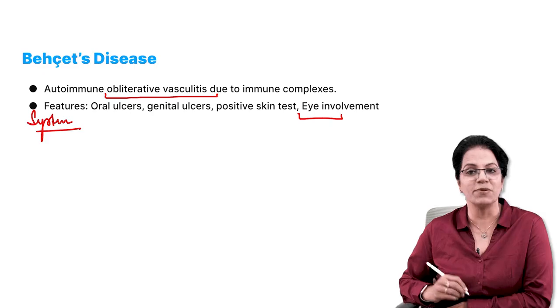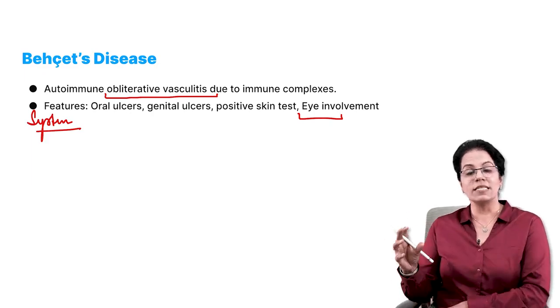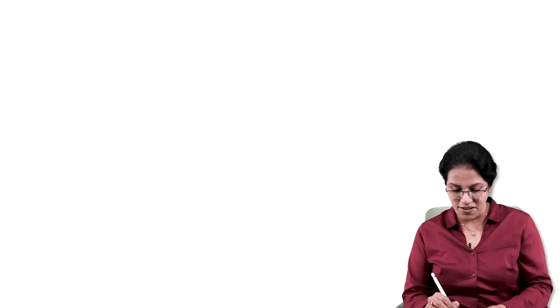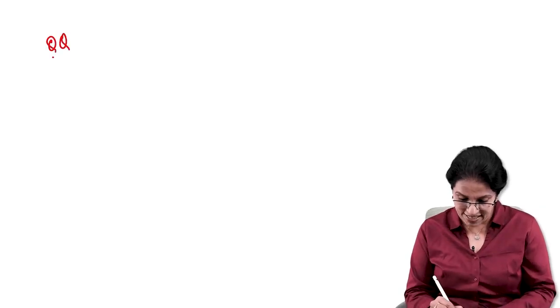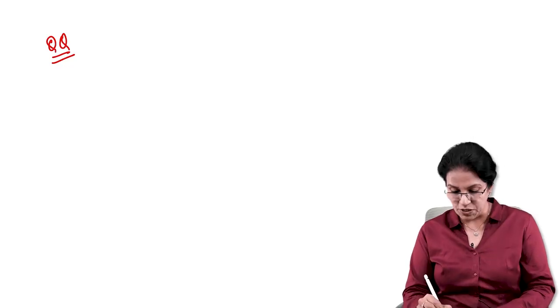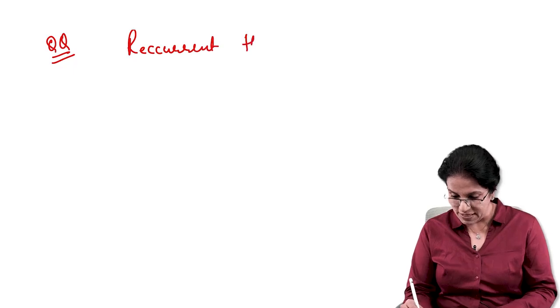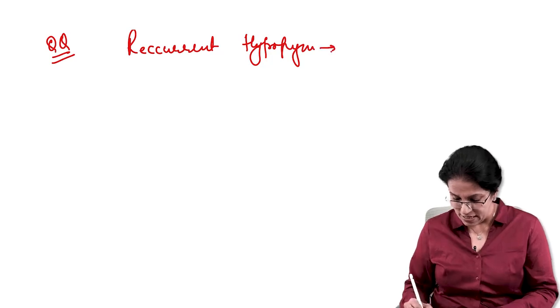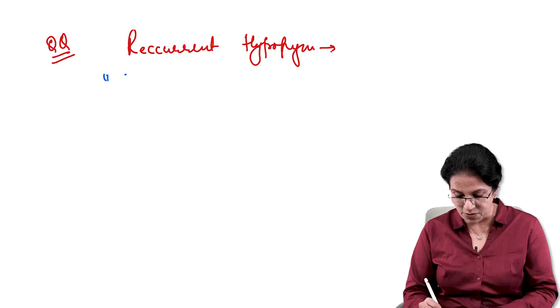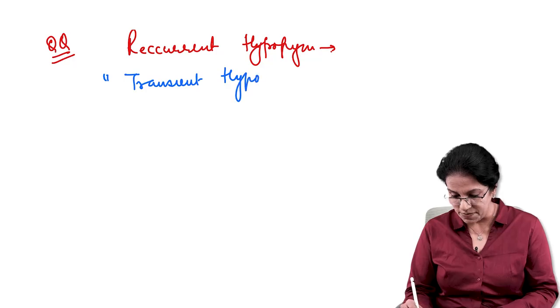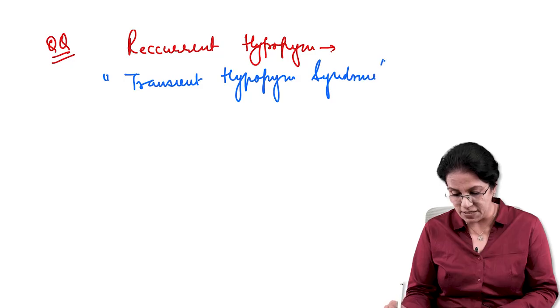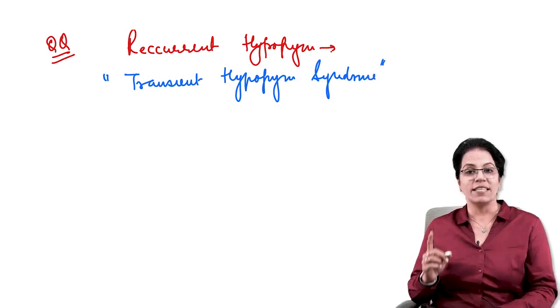We will talk about, of course, eye involvement. So, how does it present in the eye? Now, this is a very repeated question here, that in Behçet's the main presentation is recurrent hypopyon. And because it presents with recurrent hypopyon, we also call it transient hypopyon syndrome. What do we call it? We call it transient hypopyon syndrome. Okay, that is one important point.